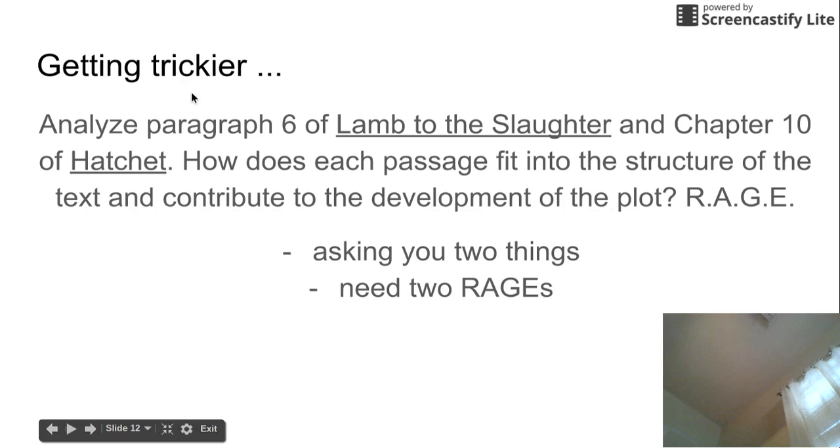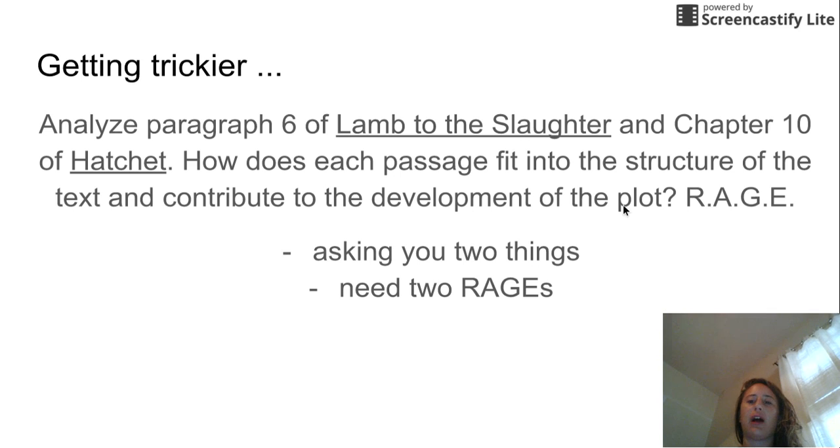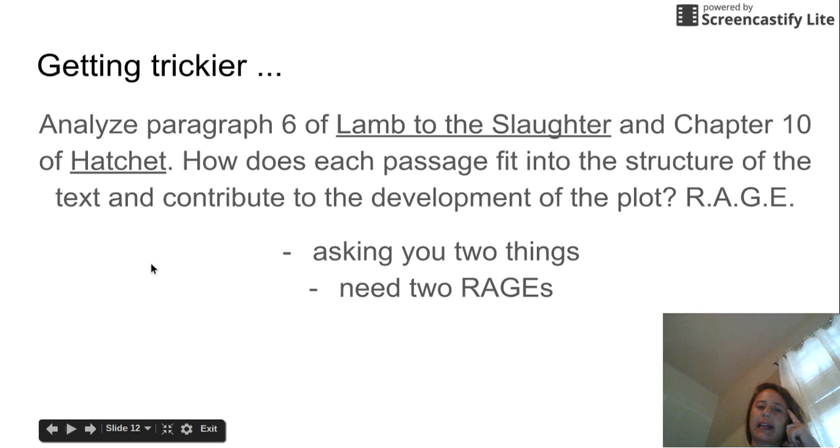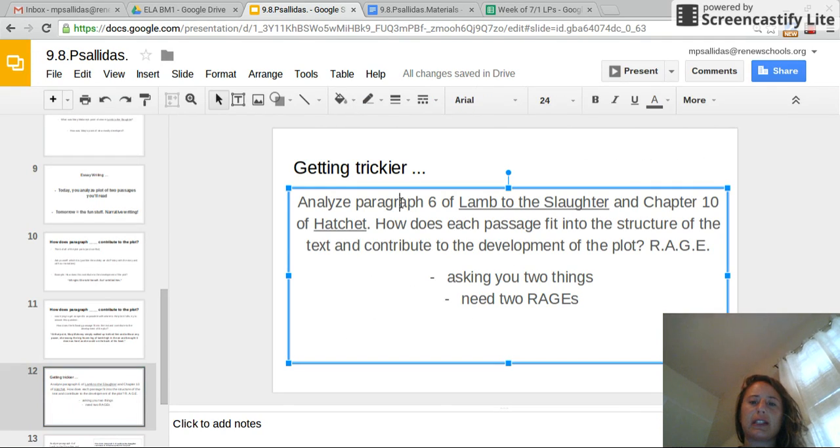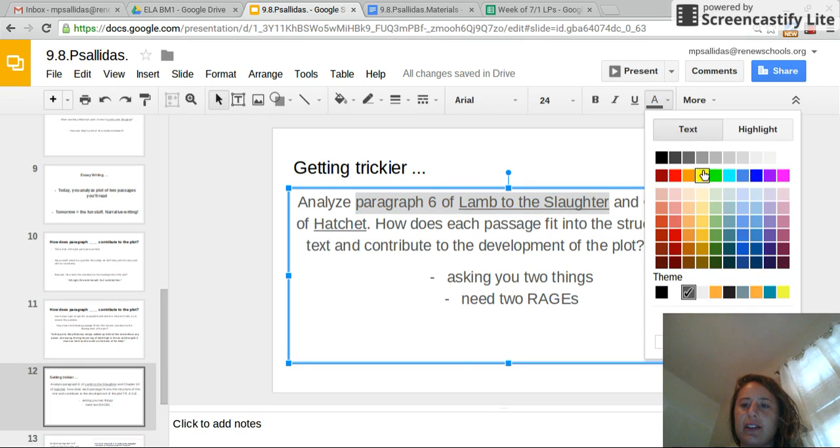So now let's take it one step trickier. If you are asked to do this, ready? Analyze paragraph 6 of Lamb to the Slaughter and chapter 10 of Hatchet. How does each passage fit into the structure of the text and contribute to the development of the plot? RAGE. So wait a second. I read this and I know it's asking me two things. So I need two RAGEs, because the first thing I have to do is talk about how paragraph 6 of Lamb to the Slaughter fits into the development of the plot.